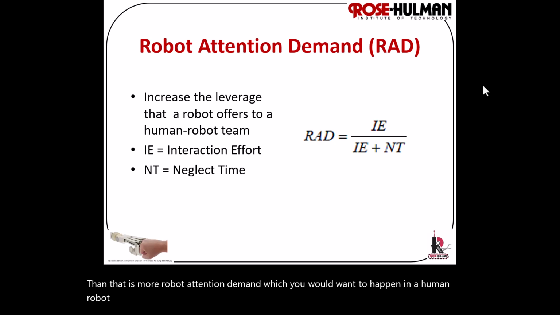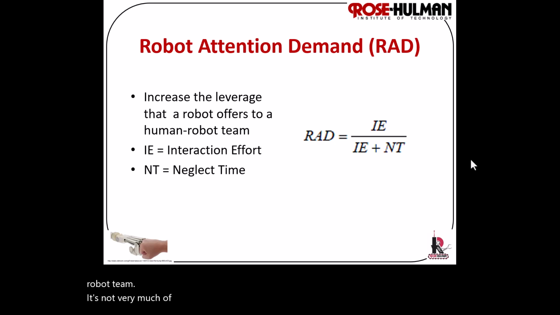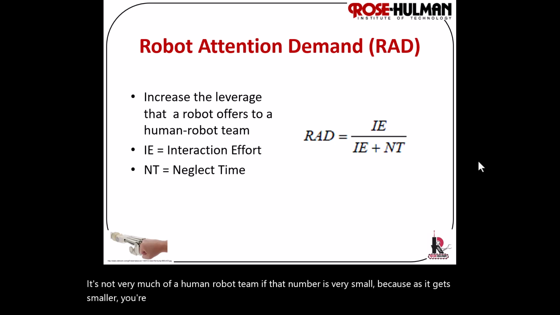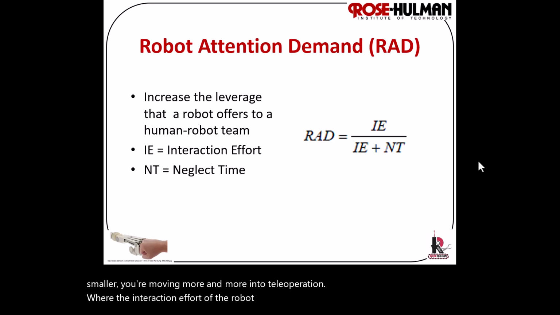It's not very much of a human-robot team if that number is very small, because as it gets smaller, you're moving more and more into teleoperation, where the interaction effort of the robot is not very high. You want there to be more teamwork so the robot is able to give more effort.